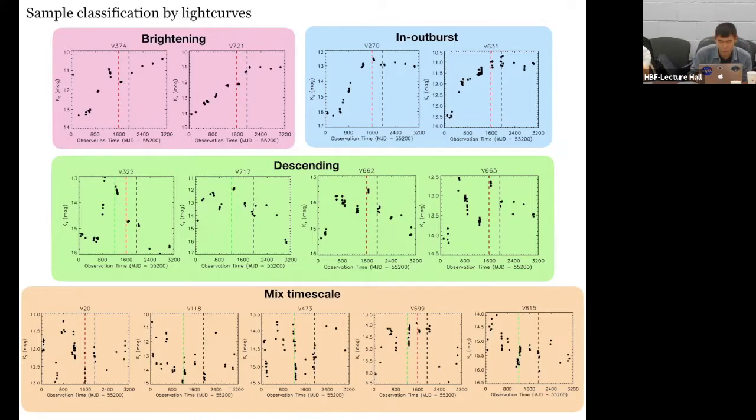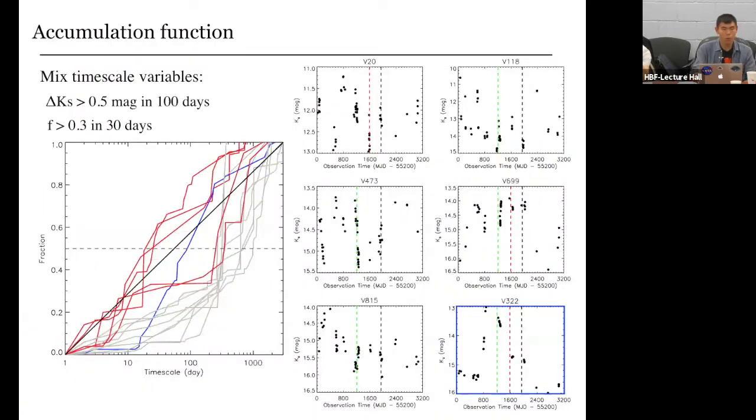And then to give a closer look, we call the third layer mixed timescale variables. For those variables, we find that they reached delta K larger than 0.5 magnitude in 100 days, so quite smaller than the typical spectroscopic interval, about a year. And they reached 30% of their variability only in 30 days, so quite fast variabilities on those stars.